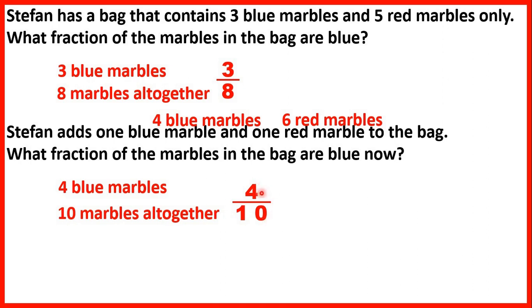Now we could leave our answer like that, or we could simplify. 4 and 10 are both in the 2 times table, so if we divide both by 2, that gives us 2/5.